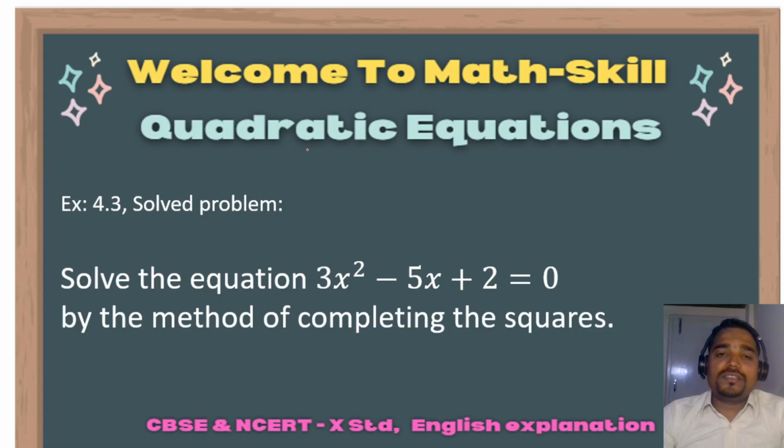Today we are going to discuss the chapter Quadratic Equations, which is part of the NCERT as well as CBSE syllabus. Now this is a solved problem before exercise 4.3 in NCERT. So the numerical is: solve the equation 3x square minus 5x plus 2 is equal to 0 by the method of completing the squares. Now let's note down the given equation.